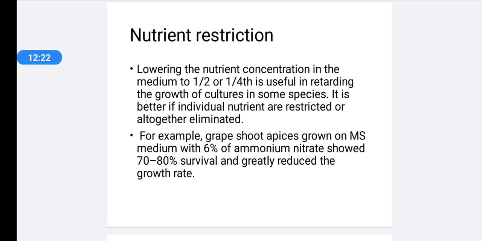For example, grape shoot apices are grown on MS medium with 6% of ammonium nitrate. They have actually shown 70 to 80% survival, and they also greatly reduce their growth rate.